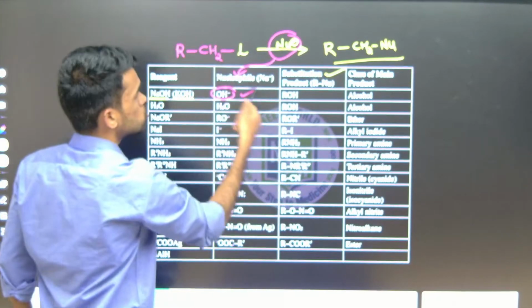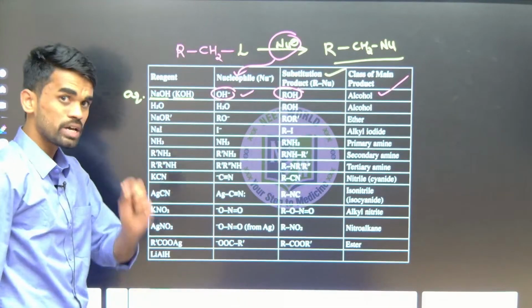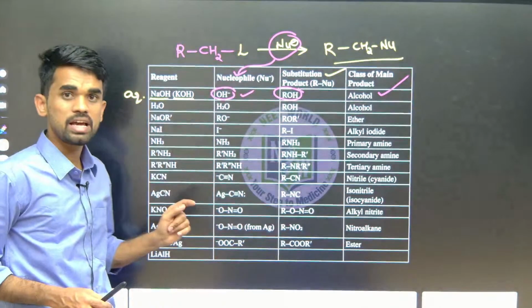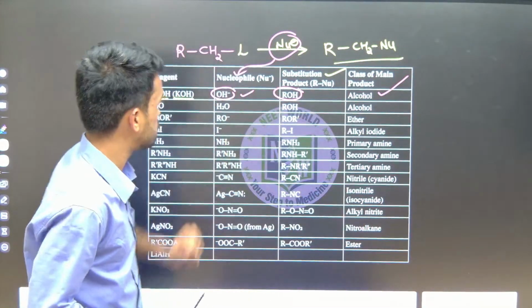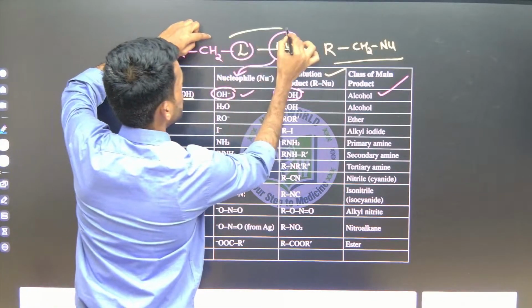Okay. The substitution product is ROH. The name of that product is alcohol. Try to understand this. There is nothing to remember here. Just understanding the concept is enough. Just by looking at the reaction itself, it will strike your mind when you understand the concept. If this is some leaving group, now I am using OH minus.